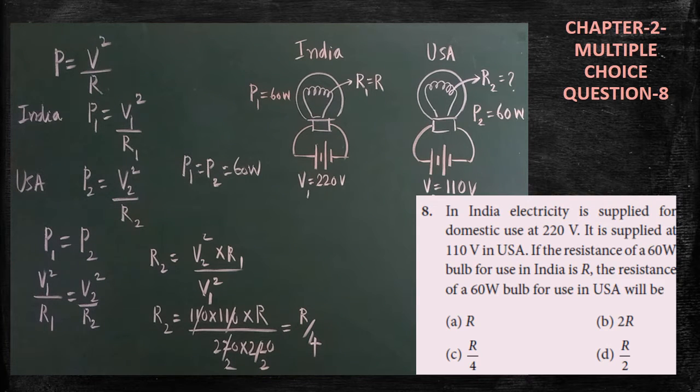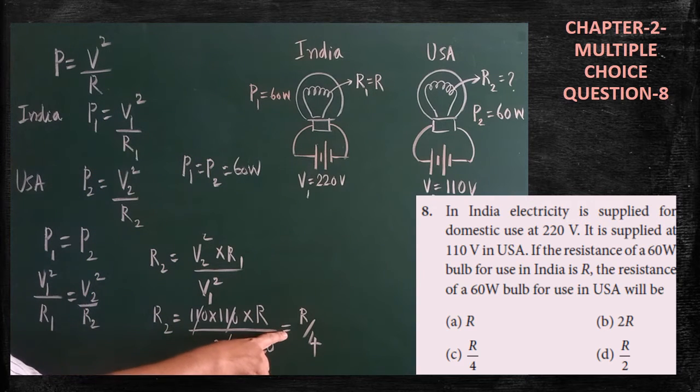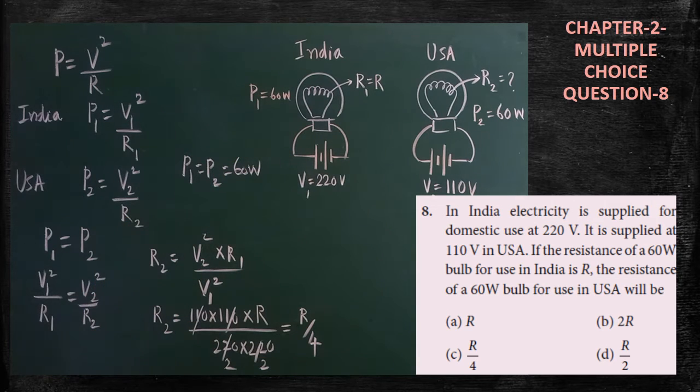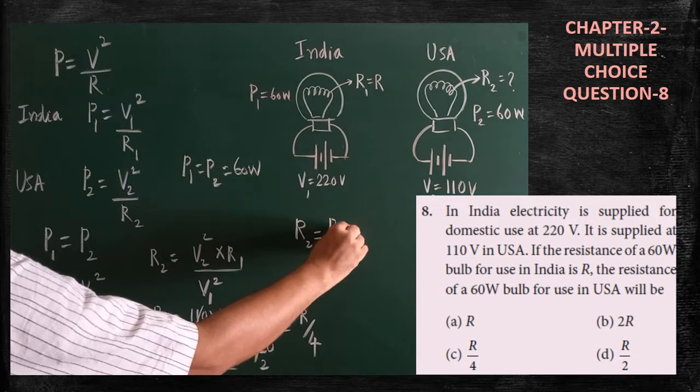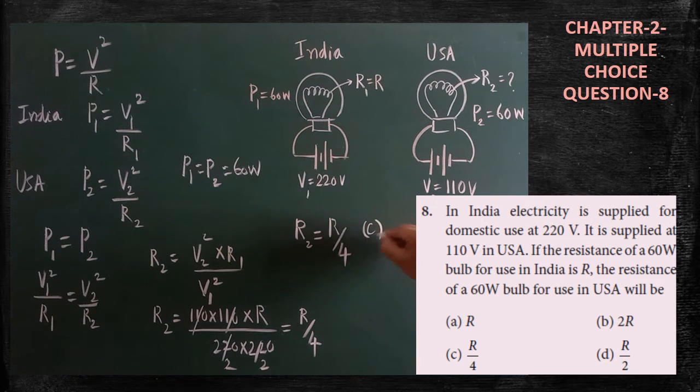The meaning is the resistance of the filament bulb when it is used in USA will be equal to 1/4 of the resistance of the filament bulb when it is used in India. Therefore, the final answer R2 is equal to R by 4. We will check it up. Which option is correct as per the textbook answer? Here for the 8th one, C is the correct answer. C option is correct. Understood?